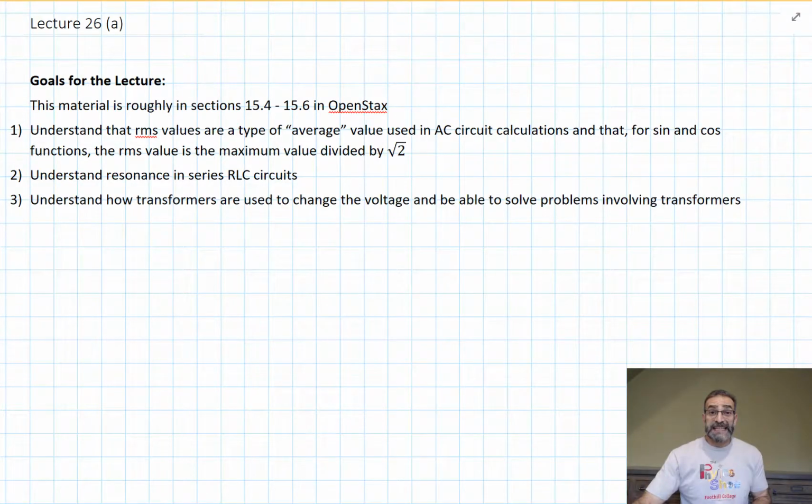We're talking about AC circuits. In an AC circuit, the power supplied to the circuit is changing sinusoidally, as is the current through the circuit. The power delivered to the circuit is also changing as a sine wave. We need an easier way to talk about these values. Let's talk about RMS values and power in AC circuits.